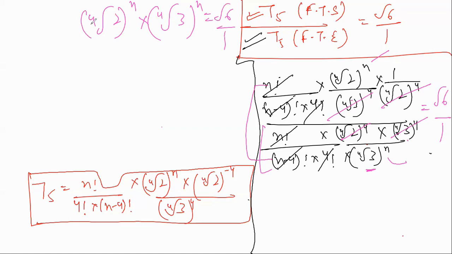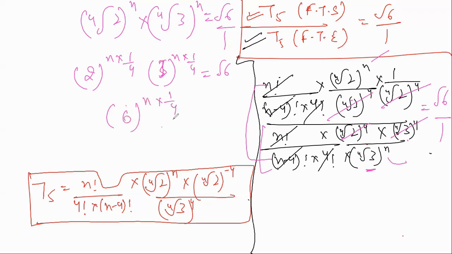So what is this power 4 that we have discussed already? If this is written, it means 2 raised to the power 1 over 4. So let me write this one now. 2 raised to the power n multiplied by 1 over 4, and 3 raised to the power n multiplied by 1 over 4, that is equal to root 6, right? Now they have the same powers and the bases are different, so they get multiplied. So 6 raised to the power n times this one, that is equal to root 6, right?